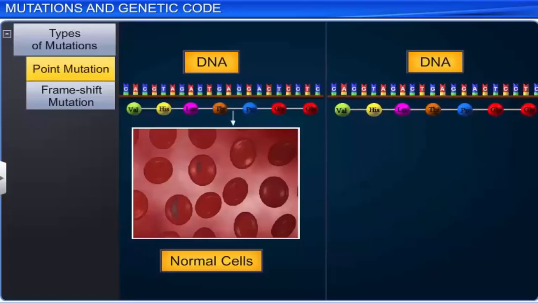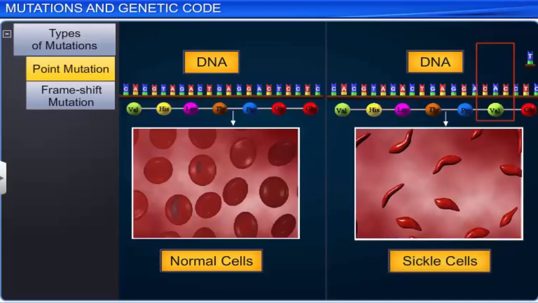For instance, a change in a single base pair in the gene for the beta-globin chain results in a change in amino acid residue glutamate to valine, which ultimately leads to sickle cell anemia.